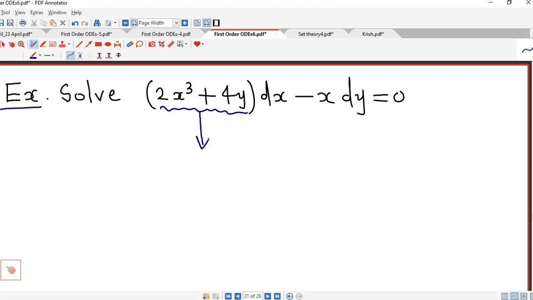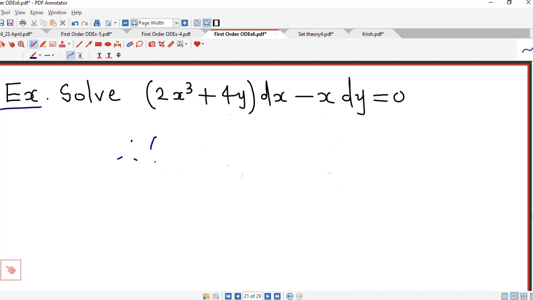For that we differentiate the coefficient of dx with respect to y. So the derivative is 0 plus 4, which is 4, and we differentiate the coefficient of dy with respect to x, and it is minus 1. So this is not exact and it is not separable also. So what we can check is linearity.